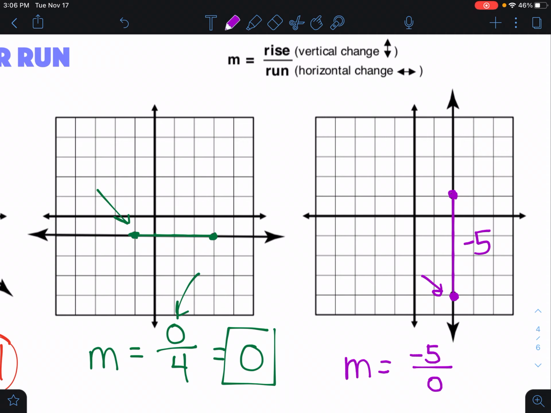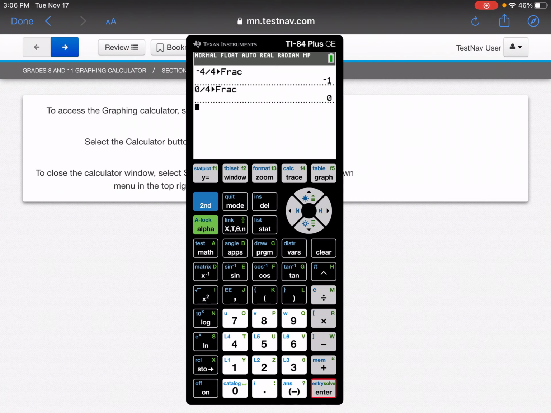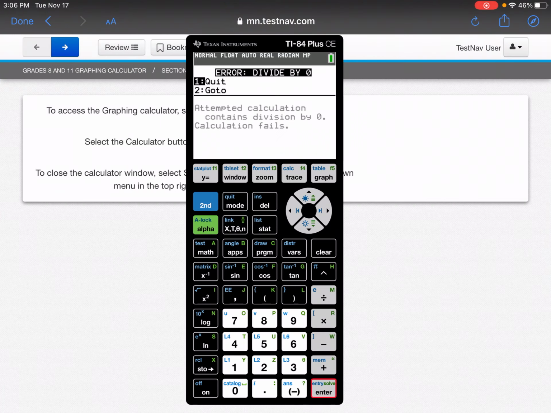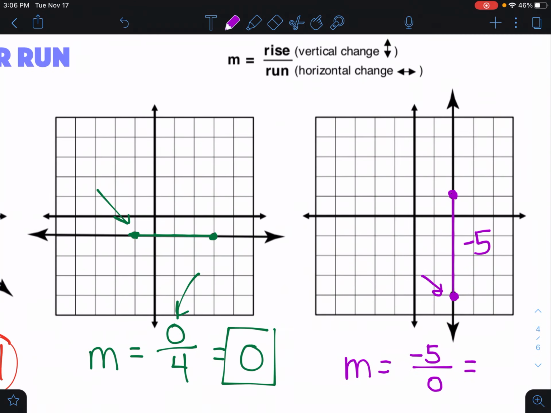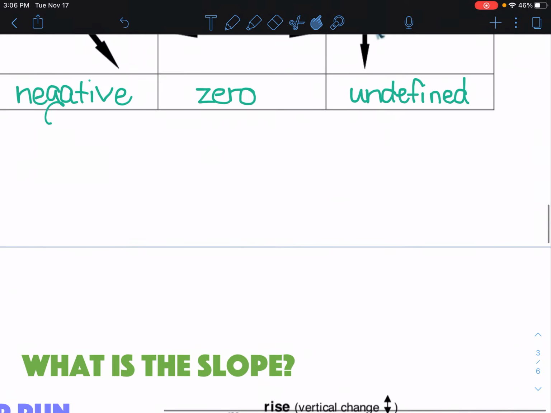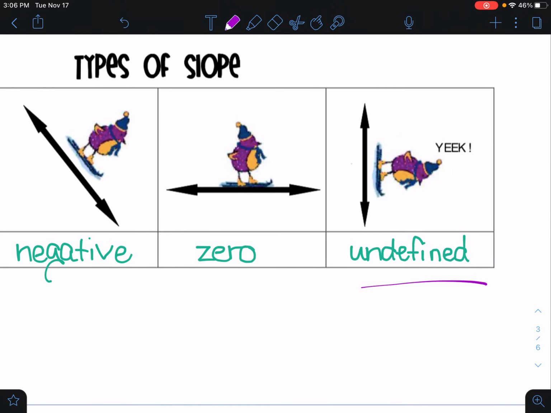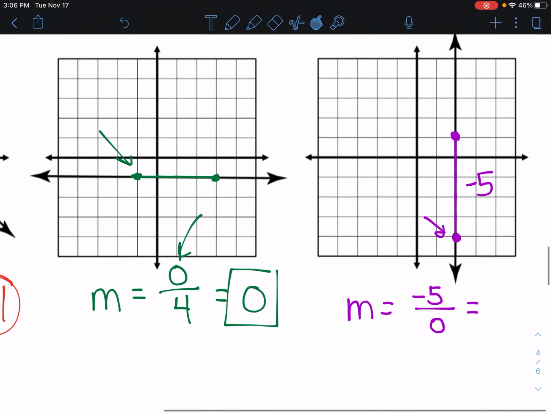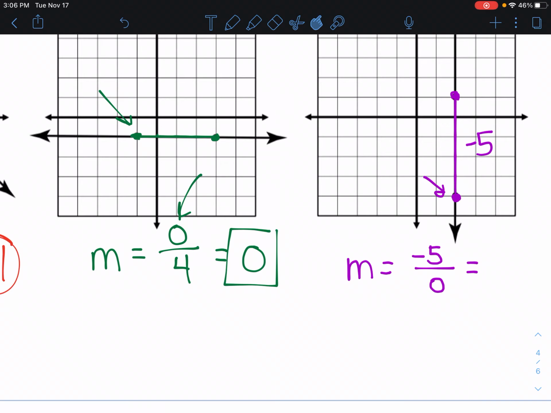Now, we're going to go into our calculator, and we're going to go -5 divided by 0, math, enter, enter. Now notice it says error, divide by 0. You cannot divide by 0. That is an illegal move in math, okay? So that's why up here it says undefined, okay? So when it's a straight up and down line, your answer is undefined. That's actually what we need to write. You're not going to write error here. You're going to write undefined.